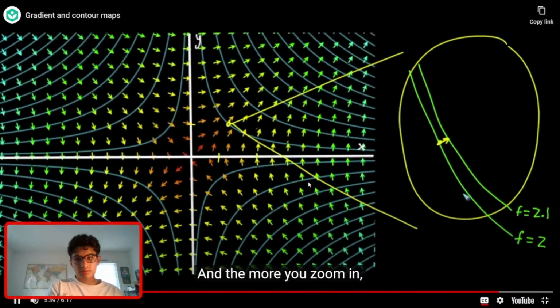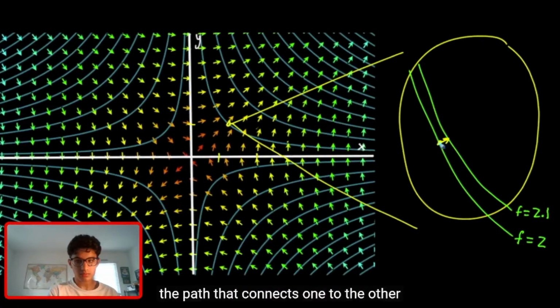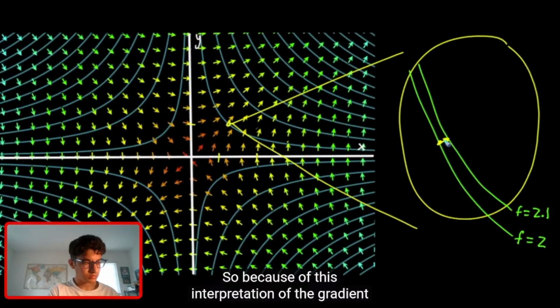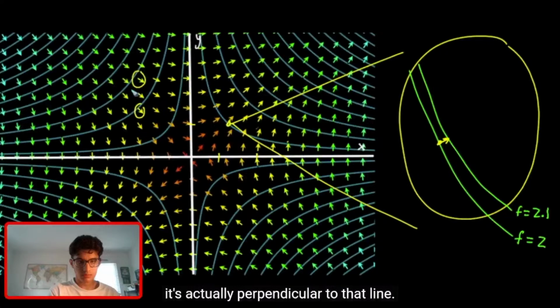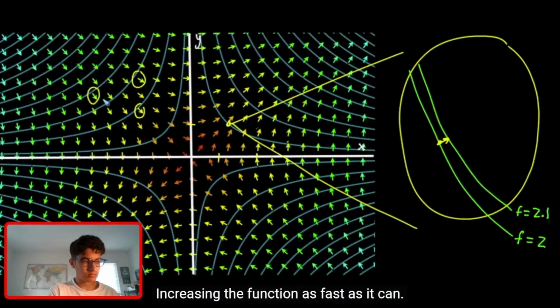Because if you think about these as lines, and the more you zoom in, the more they pretty much look like parallel lines, the path that connects one to the other is going to be perpendicular to both of them. So because of this interpretation of the gradient as the direction of steepest descent, it's a natural consequence that every time it's on a contour line, wherever you're looking, it's actually perpendicular to that line. Because you can think about it as getting to the next contour line as fast as it can, increasing the function as fast as it can.